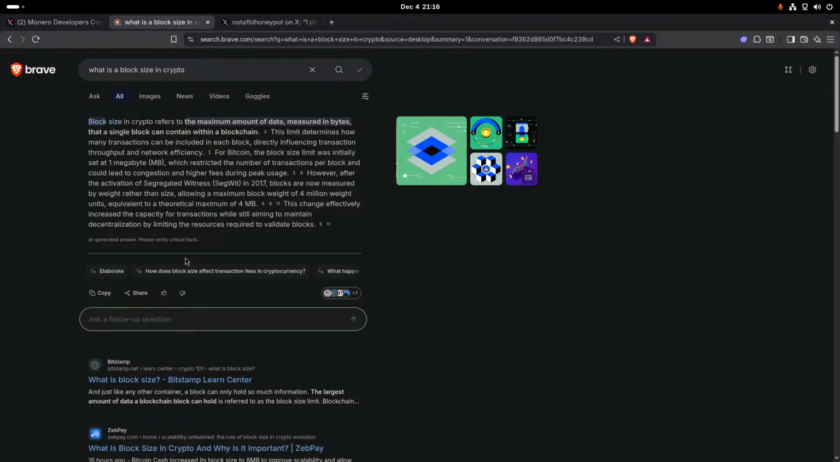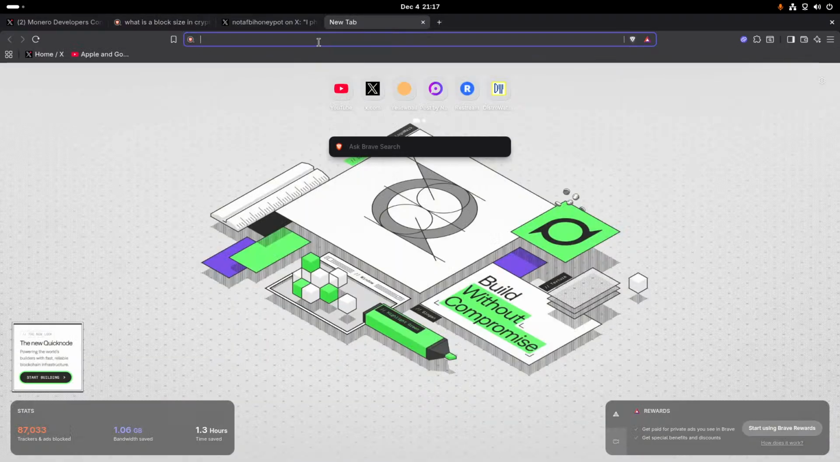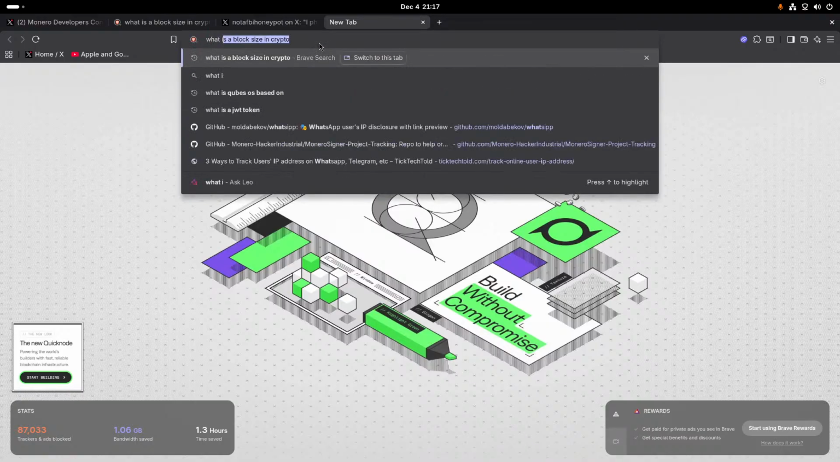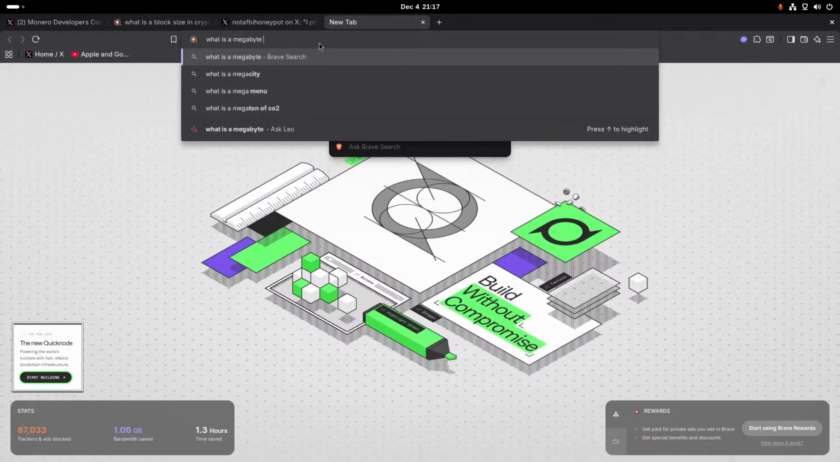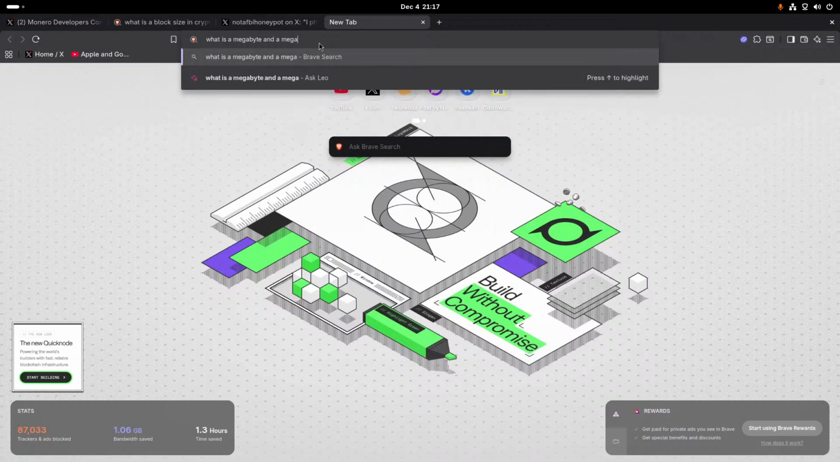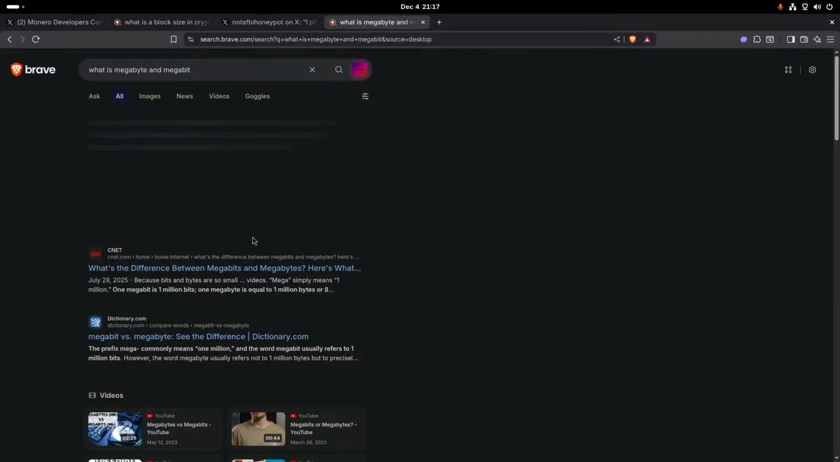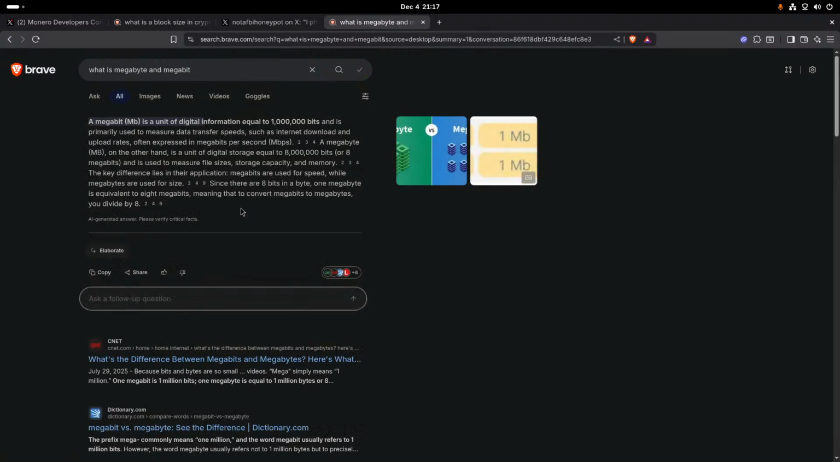However, after the activation of Segregated Witness, SegWit, in 2017, blocks are now measured by weight rather than size, allowing a maximum block weight of 4 million weight units, equivalent to a theoretical maximum of 4 megabytes. Which one is megabit and which one is megabyte? This change effectively increased the capacity for transactions while aiming to maintain decentralization by limiting the resources required to validate blocks. I think someone pointed out that megabits and megabytes should be completely merged, and it would stop the confusion.